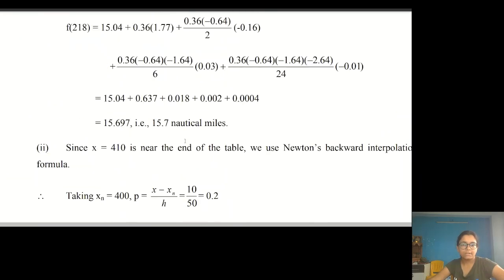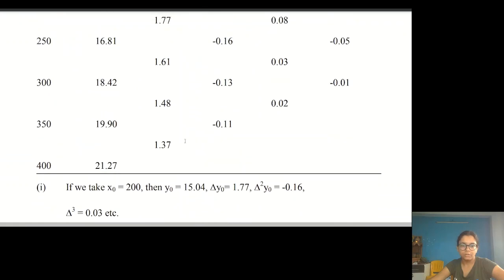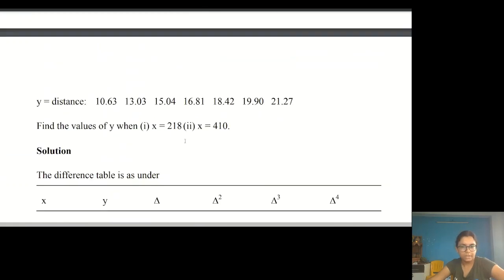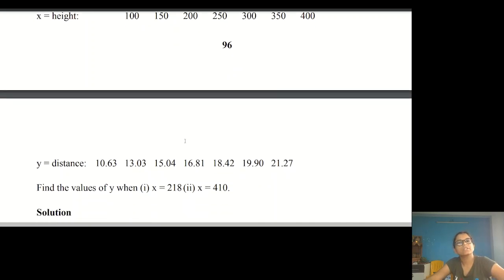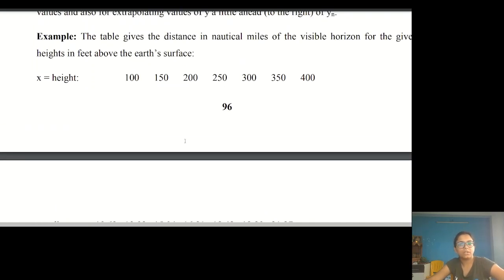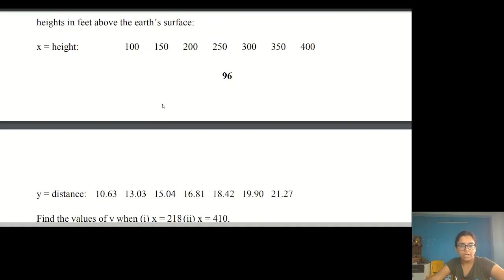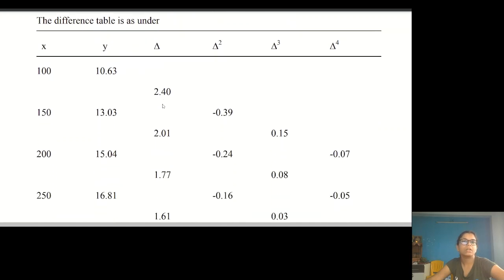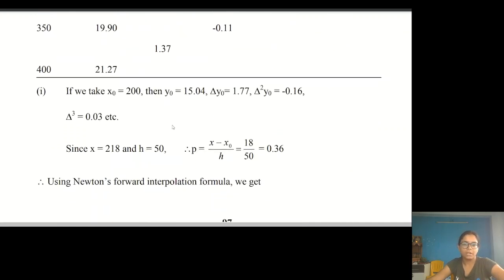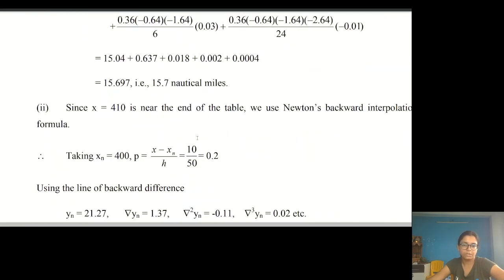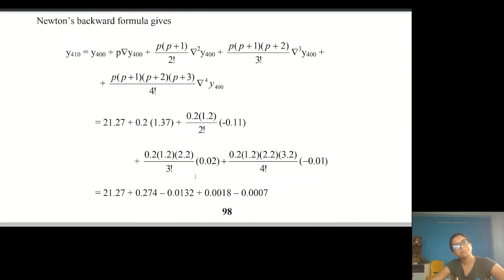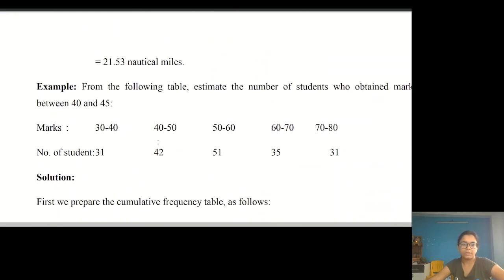So this was an example that we have done. You can do it very easily because we just take the tabulated values and put them in the difference table, and then use forward interpolation or backward interpolation for the whole process, and that's how we do the whole thing.